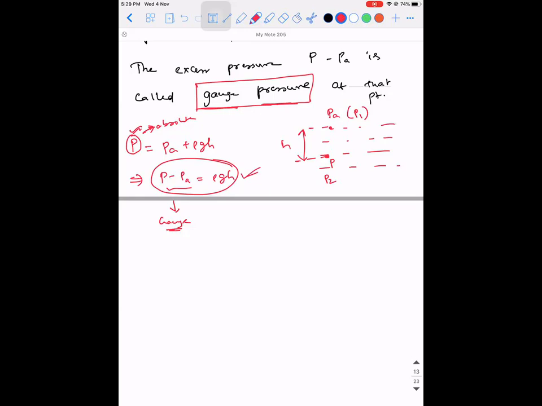So depending on the question, you have to answer. If they ask you to find the absolute pressure, you need to find PA plus rho GH. PA stands for atmospheric pressure. Atmospheric pressure means it is a pressure exerted by the atmosphere on top of the surface. Okay.